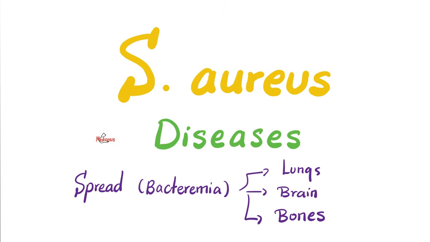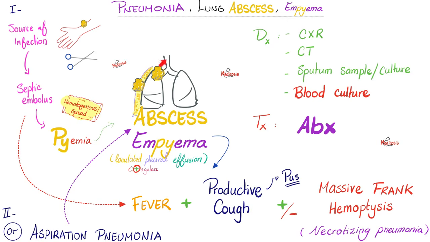Now let's talk about spread. Are you talking about some peanut butter spread? No, staph spread. I can spread to the lung, causing pneumonia, lung abscess, and in the pleural cavity I cause empyema with loculated pleural effusion. Thick. Is this an exudative effusion or a transudative effusion? Of course it's an exudate. This is an infection.